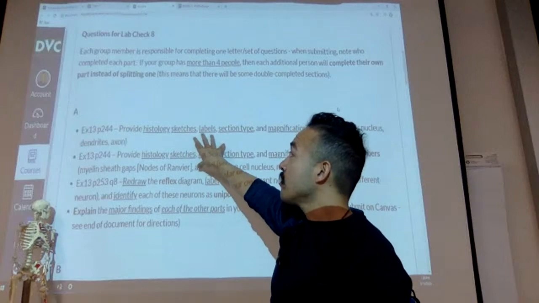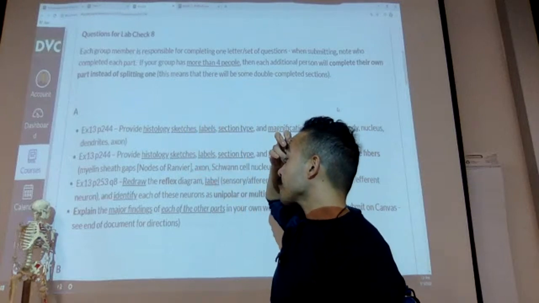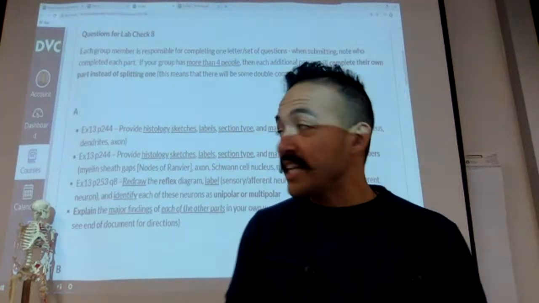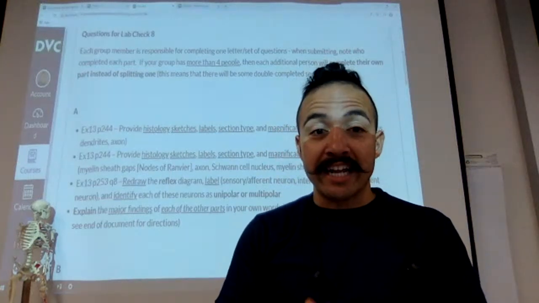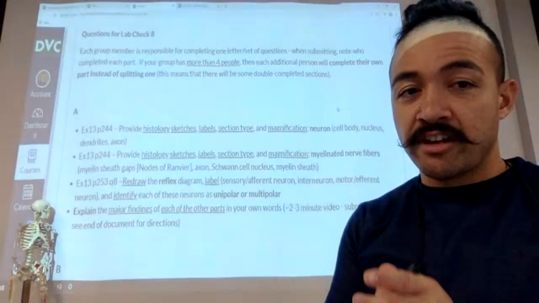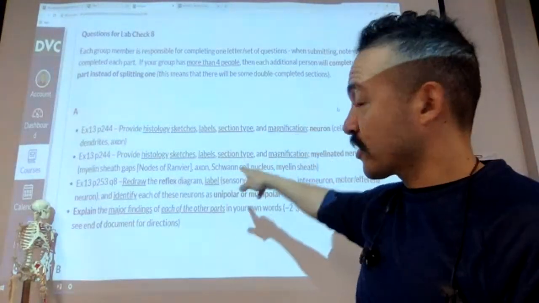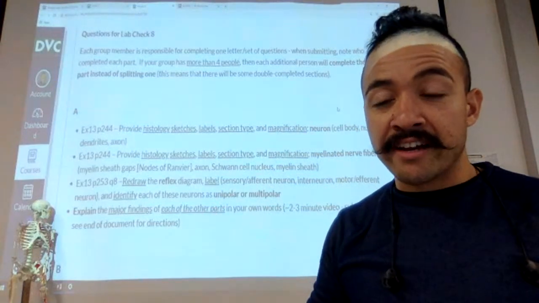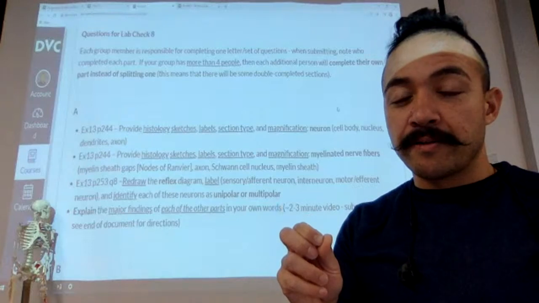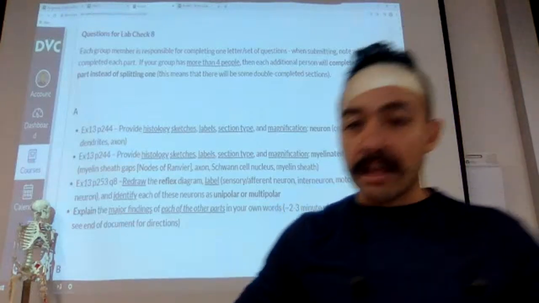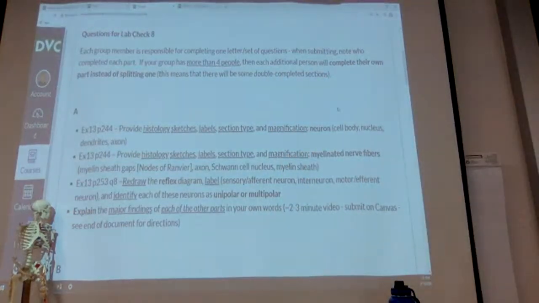Since we're not in lab to look at histology, to look at microscopes, what I need from you is to find unlabeled images. I need you to find unlabeled images of the particular histology. Download or screenshot that and then label it. So what I want is, let me show you an example.